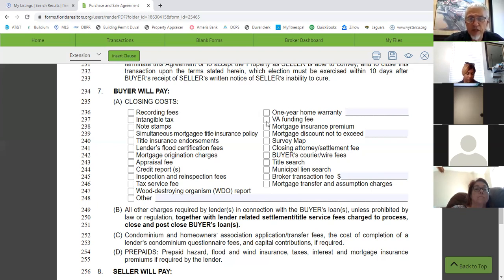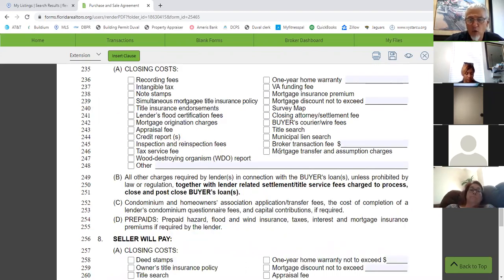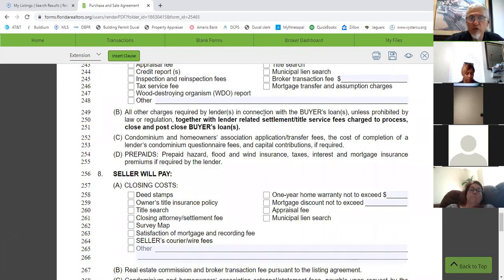And most of these things, VA funding fee, mortgage, you may not have these, but if you do have them, they need to be checked off. It doesn't need to be ambiguous about who's paying for these things. And then these are actually sellers' things. And like I said, the municipal lien search, you know what I think of that. And mortgage transfer and assumption fees, where you're not transferring a mortgage or assumption usually, so you probably wouldn't use that.